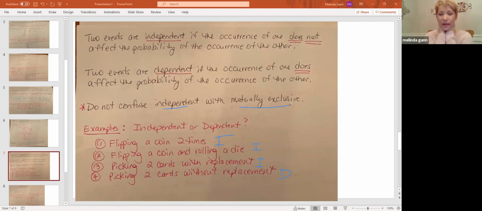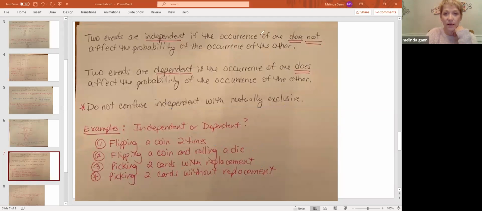All right, this is where people get confused. Mutually exclusive events are not independent. They're like ultimately dependent. In other words, they're so dependent that when one happens, the other can't happen. It just knocks it out of the possibility. So I don't want you to confuse mutually exclusive with independent or dependent. Mutually exclusive means they cannot happen at the same time. Independent means one doesn't give you any information about the other one, doesn't affect it at all.